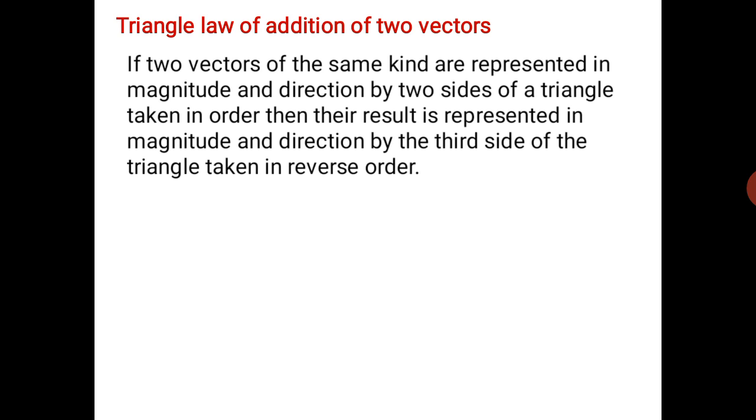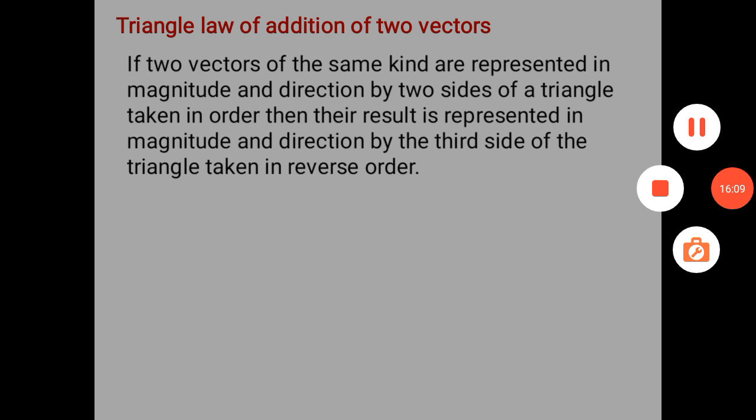We have already discussed the way of adding two vectors by graphical method. Here also it is the same. If you represent two vectors as two sides of a triangle, then the third side gives the magnitude and direction of the resultant, taken in reverse order. So this is the statement of the triangle law of addition of two vectors.